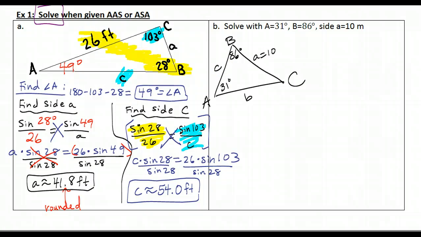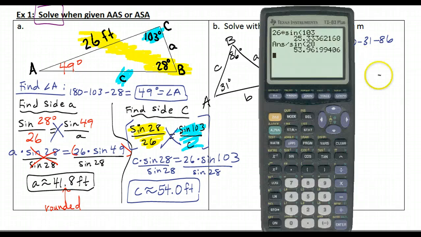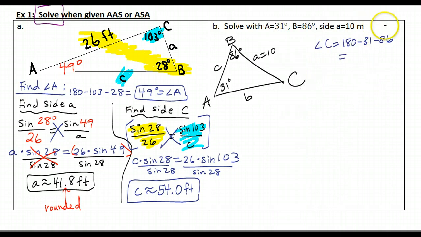Now, this time again I can find my third angle easily because I know two angles. That's not always going to happen. Sometimes I'm going to have to do it the other way around. But this time again I can easily find C. So 180 subtract 31 subtract 86, and I end up with 63 degrees for angle C.